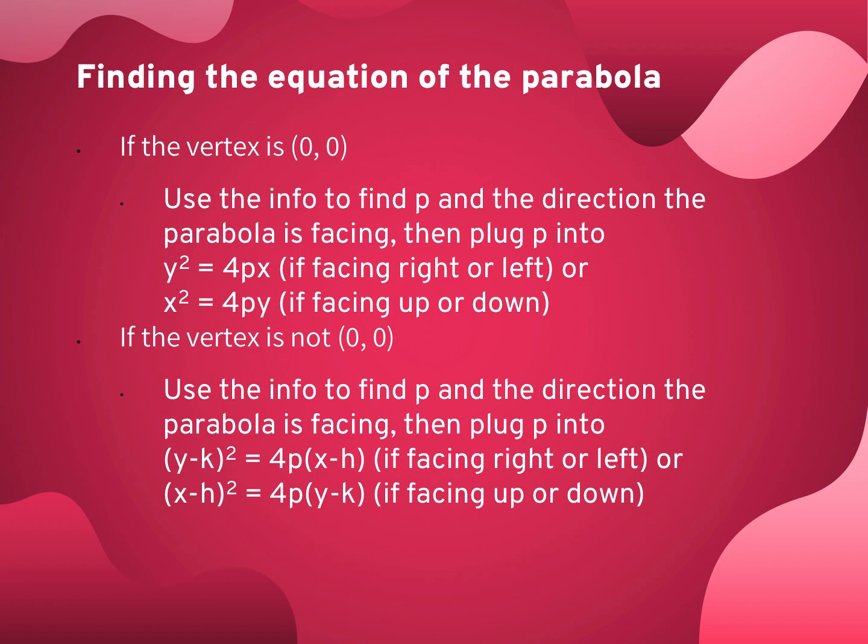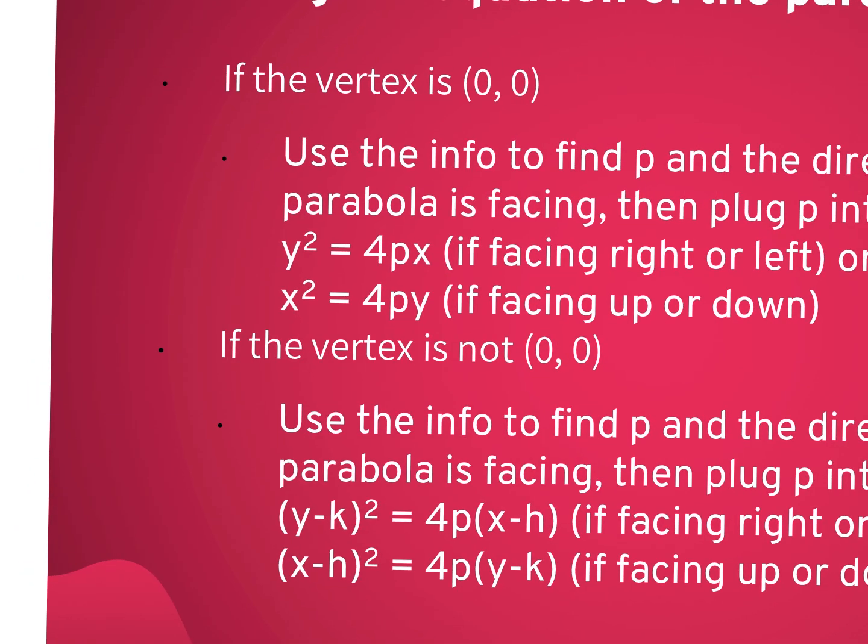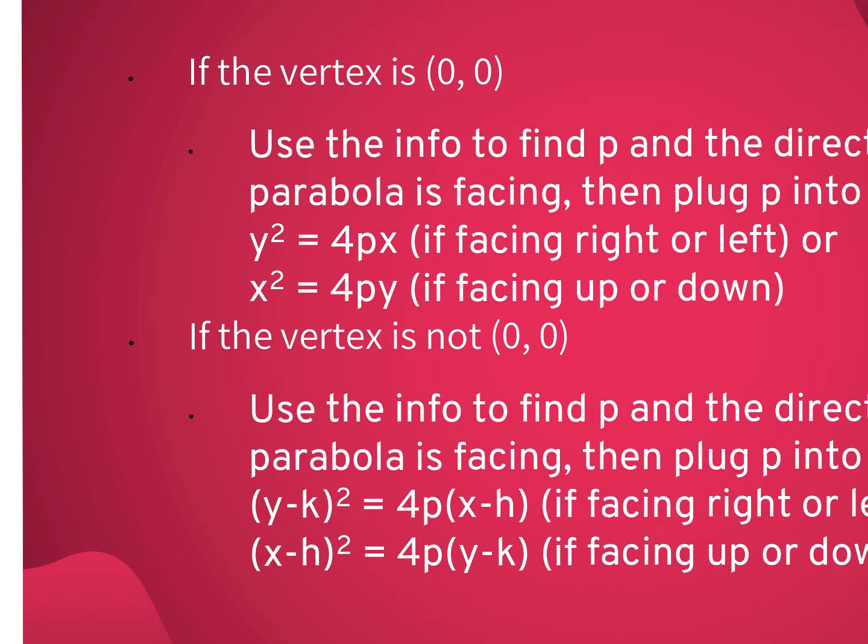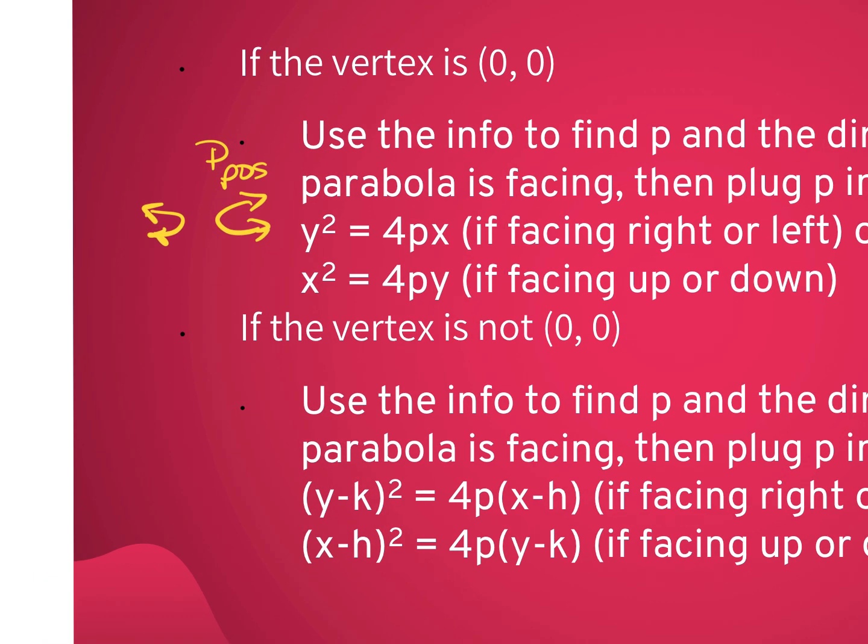So here, if it's y squared equals 4px, it's going to be facing left or right. What this means is if it's the y squared, it's going to be the c or the backwards c. If your p-value is positive, it's the c. If your p-value ends up negative, then it's the backwards c. And when it's the x squared, this will be the u, and that's when p is positive. And when it's the upside down u, this is when p is negative.